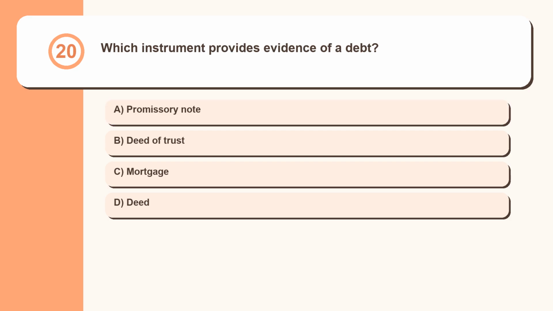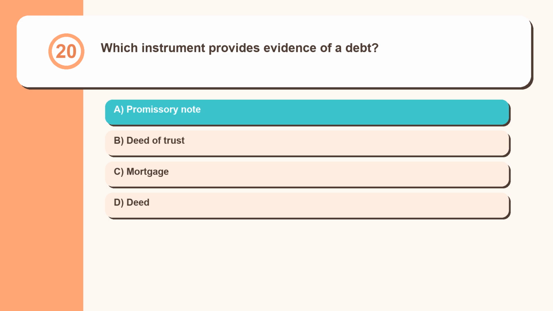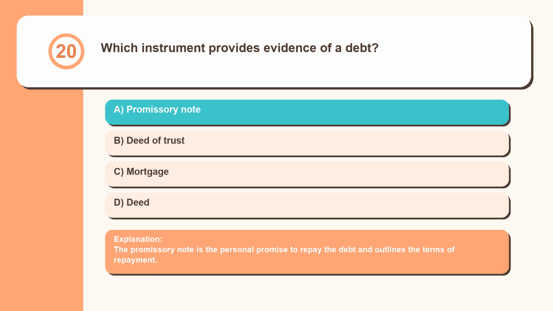Question 20. Which instrument provides evidence of a debt? Promissory note, deed of trust, mortgage, deed. The promissory note is the personal promise to repay the debt and outlines the terms of repayment.